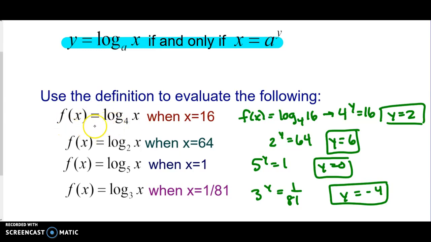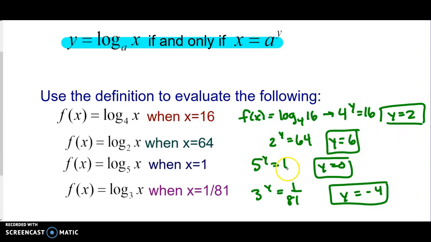But this notation here is asking, basically, log form says 4 to what power is 16, right? If I change this log form to exponential form, which I did from here to here, I can see easily that y is 2. Okay? That's what I did for the other one. So 2 to what power is 64? 6.